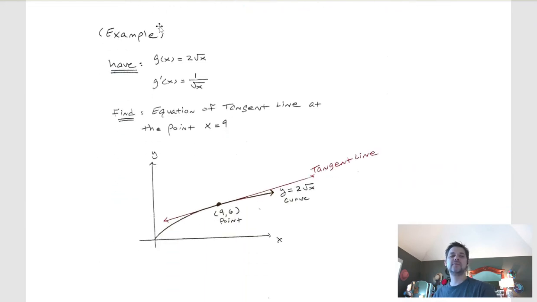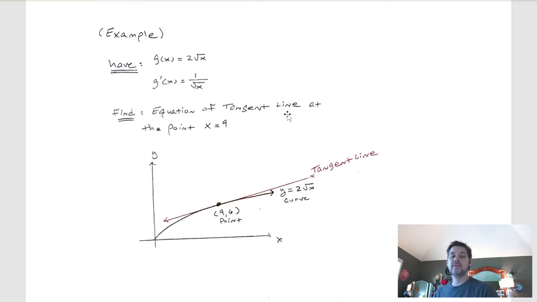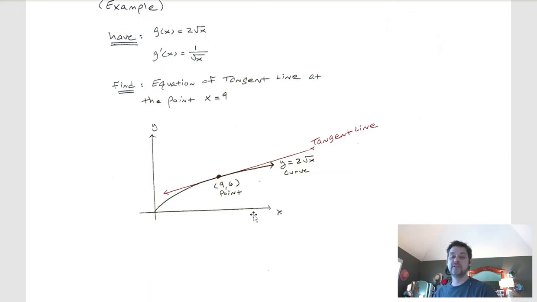Okay, so given similar information this time, I have a curve g of x and its derivative g prime of x, and g prime tells you the slope of g wherever you want to look. And I'm going to find the equation of the tangent line to this curve at the point where x is equal to 9. If you're visual and you want to see what that looks like, here's the point. 9 for x, 6 for y.